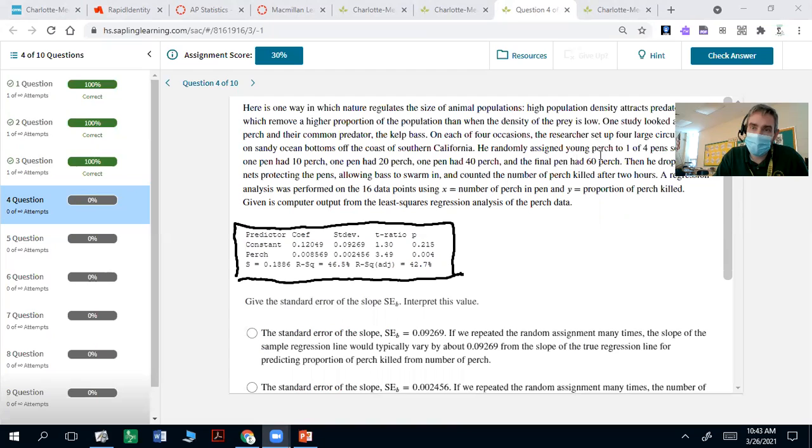He randomly assigned young perch to 1 to 4 pens so that one pen had 10 perch, 1 pen had 20 perch, 1 pen had 40 perch, and the final pen had 60 perch. And he dropped the nets according to pens, allowing bass to swarm in and counting the number of perch killed after 2 hours.